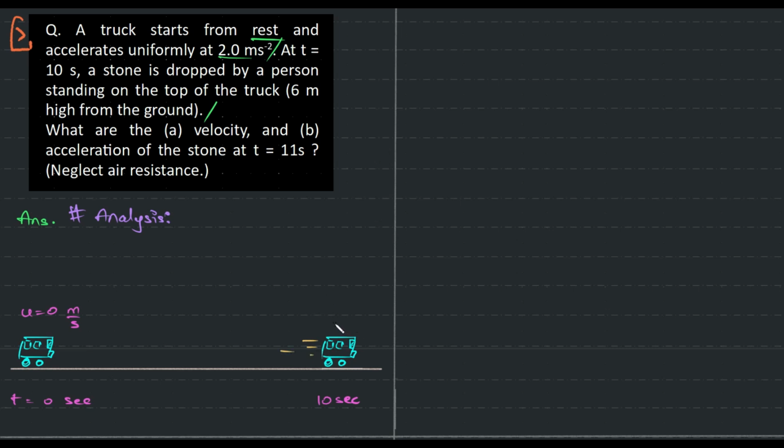We don't know how much that is, but at the same time, you have a person standing and dropping a stone from a height of 6 meters. So this is 6 meters. And time is given. So we don't know the velocity, we'll figure it out, but we know that it is accelerating at 2 meter per second square. The question is, what is the velocity of the stone at 11 seconds and acceleration of stone at 11 seconds? So this is the question.